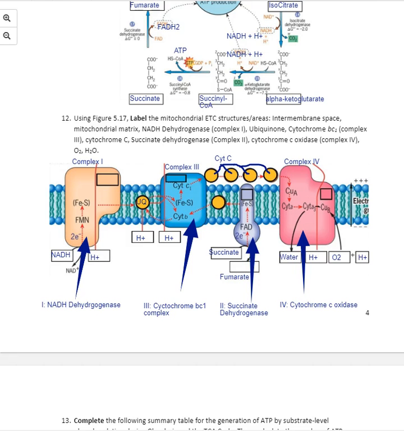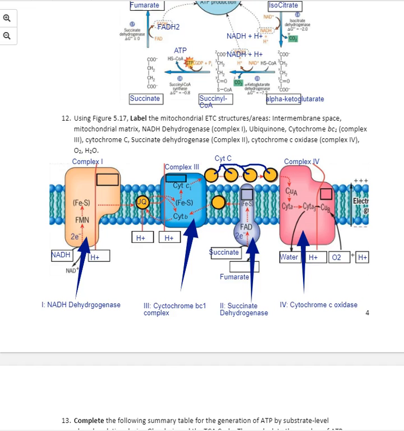Question 12. In the electron transport chain, complex 1, called NADH dehydrogenase, accepts electrons from NADH to pump protons from the matrix to the intermembrane space. The electrons are shuttled to ubiquinone, UQ, then to complex 3, cytochrome BC1 complex. This complex also pumps protons to the intermembrane space.